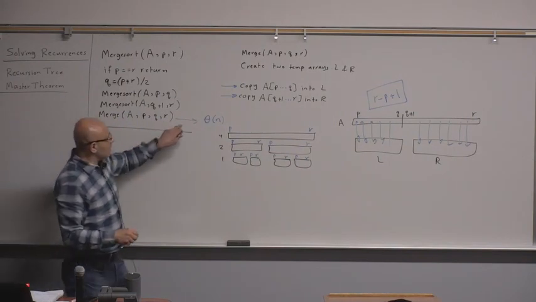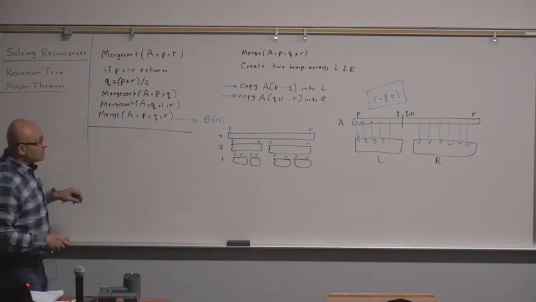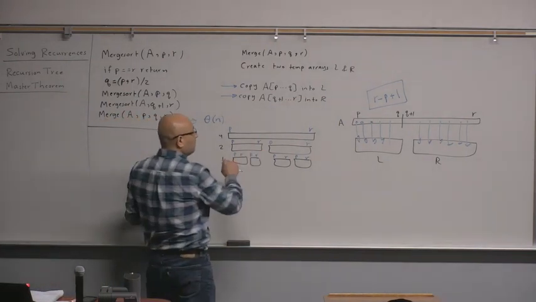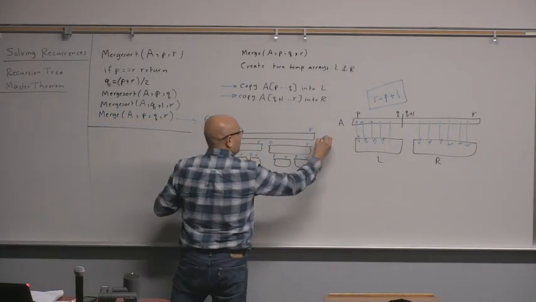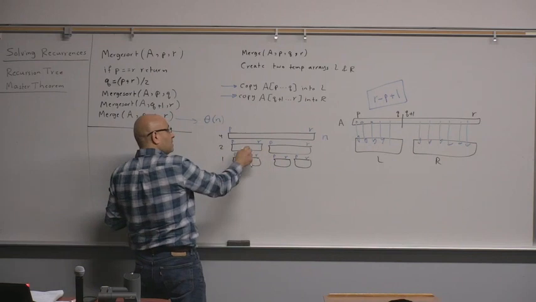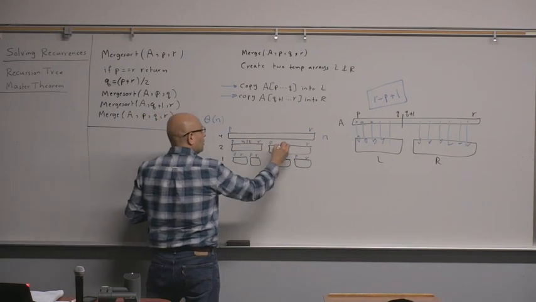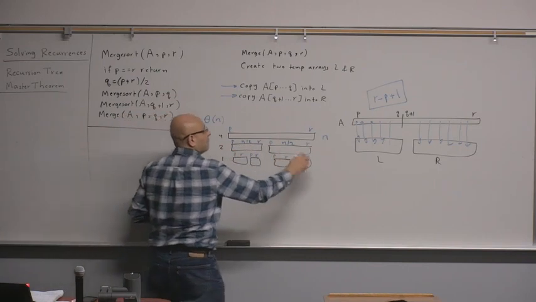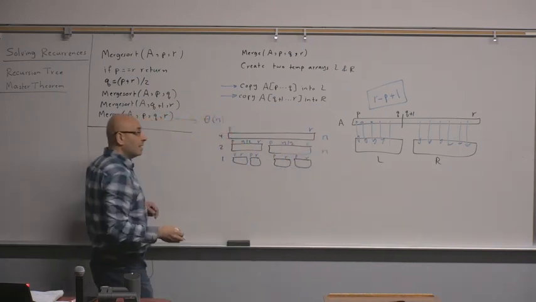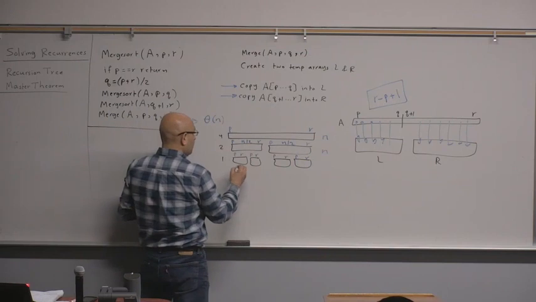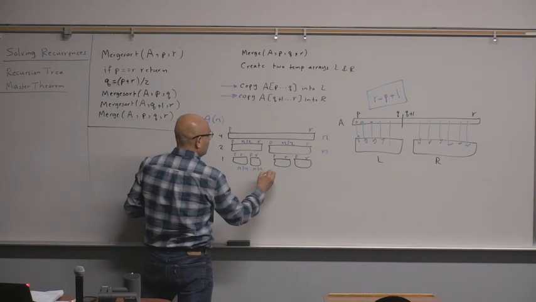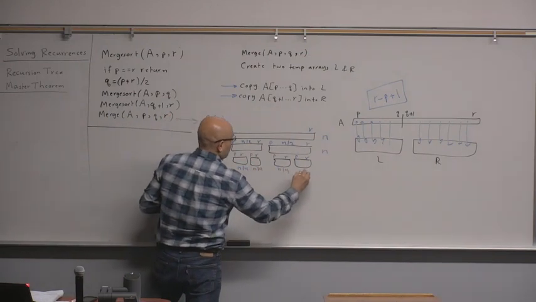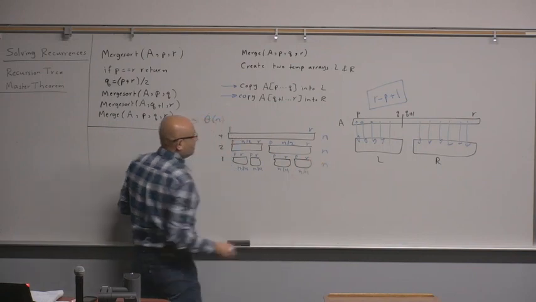But this is theta of n, which means that the difference between P and R here is going to be n. But at this level, this is n over 2 and n over 2, roughly. So this is half n, this is half n, but the total is going to be n. And here, each one of them is going to be n over 4, n over 4, n over 4, n over 4, and the total is going to be n.